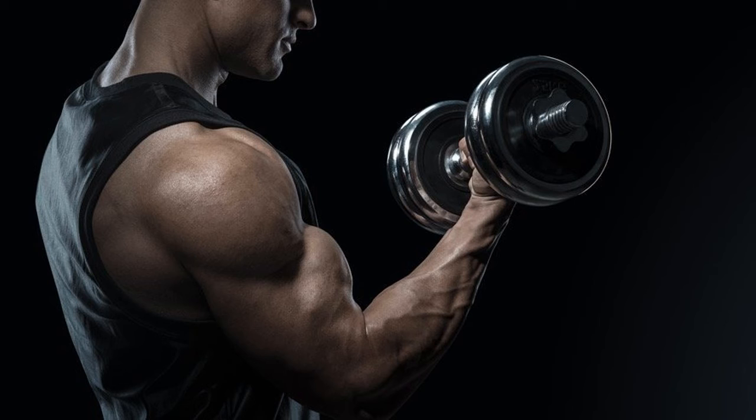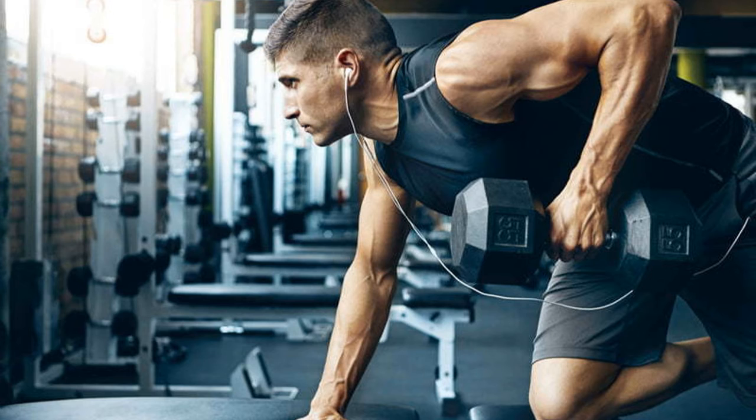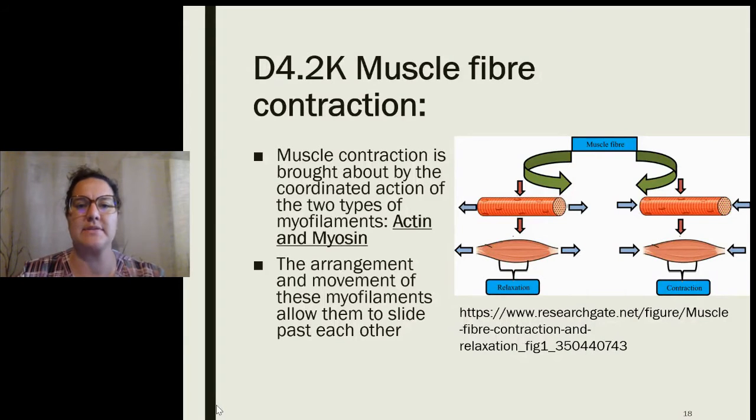Did you know that your muscles can only contract and shorten? To extend them, we must contract a different set of muscles in the opposite direction. This lesson is on the specifics of muscle fiber contraction. Muscle contractions are brought about by the action of two types of myofilaments known as actin and myosin. The arrangement and movements of these myofilaments allow them to slide past one another.